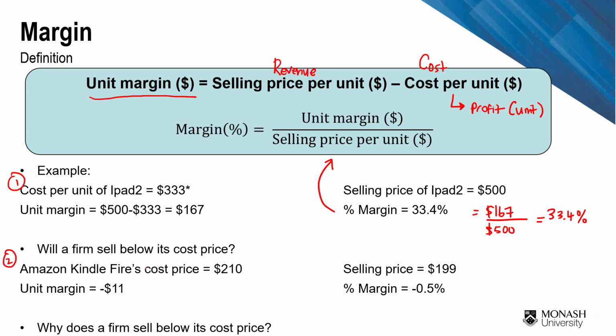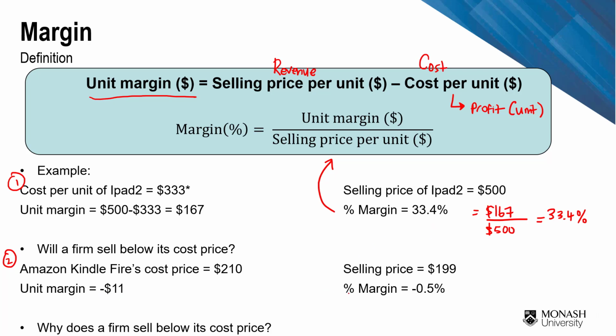The second example relates to Kindle. You have the Kindle at a cost price of 210, but in fact the selling price is a lot lower, at 199. So Amazon lost $11 for each Kindle sold.